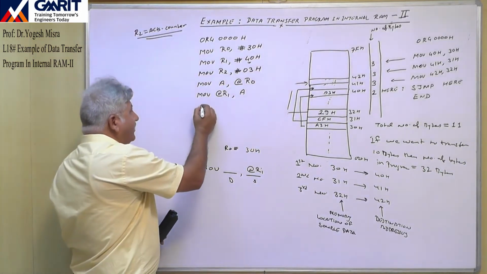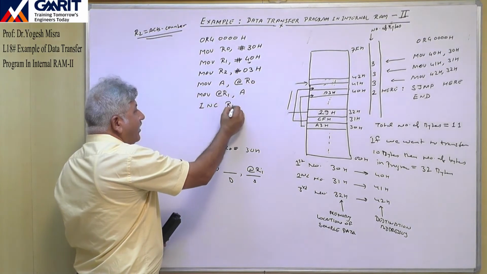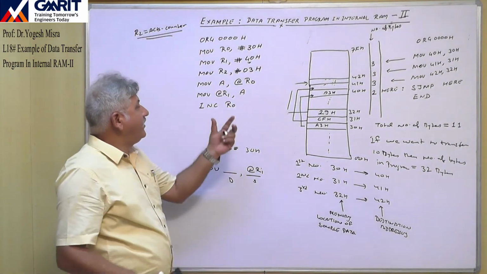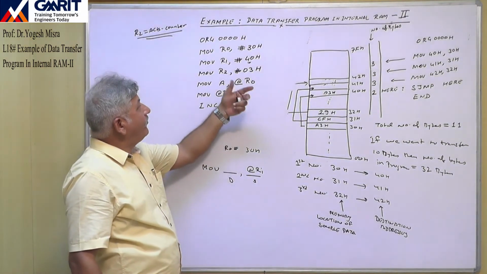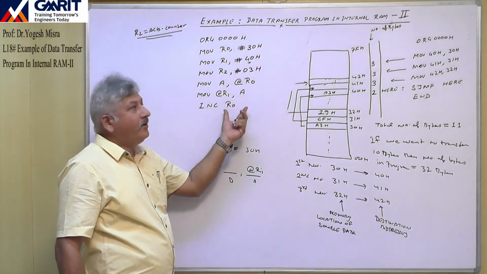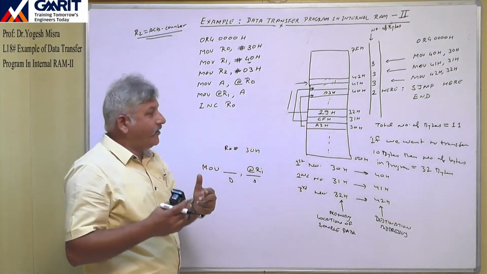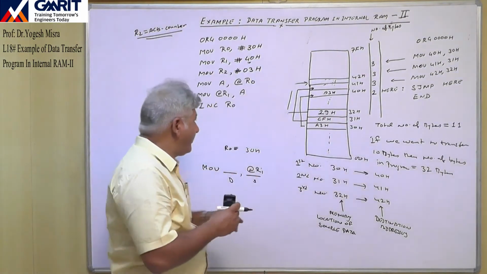Now after this, I will write instruction INC R0. So it will increase the value of R0 by 1. In R0, we already have 30H. So with INC R0, it will become 31H, which is the address of my second number.